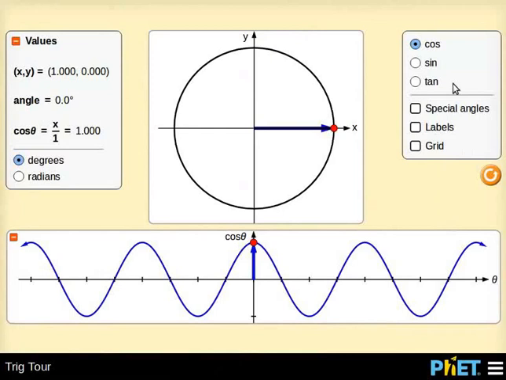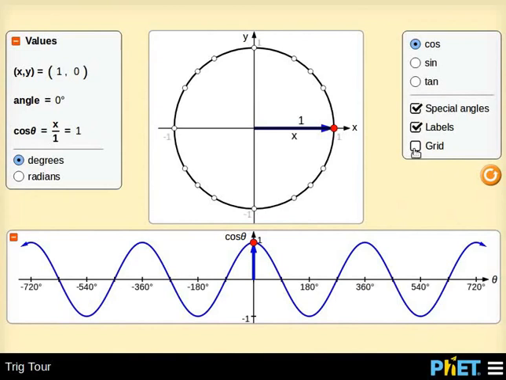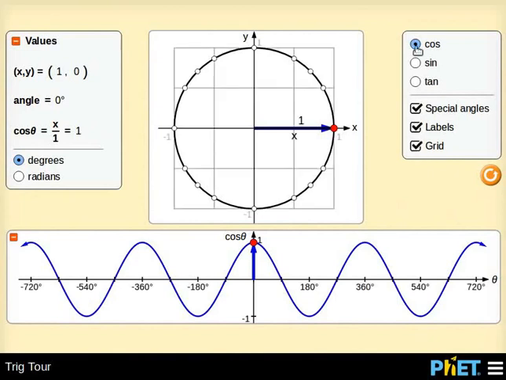This is the interface for the Trig Tour simulation. The interface has four boxes: values, unit circle, functions, special angles, labels and grid, graph. The reset button takes you back to the starting point. In the functions box, check special angles, labels, grid and click cos.